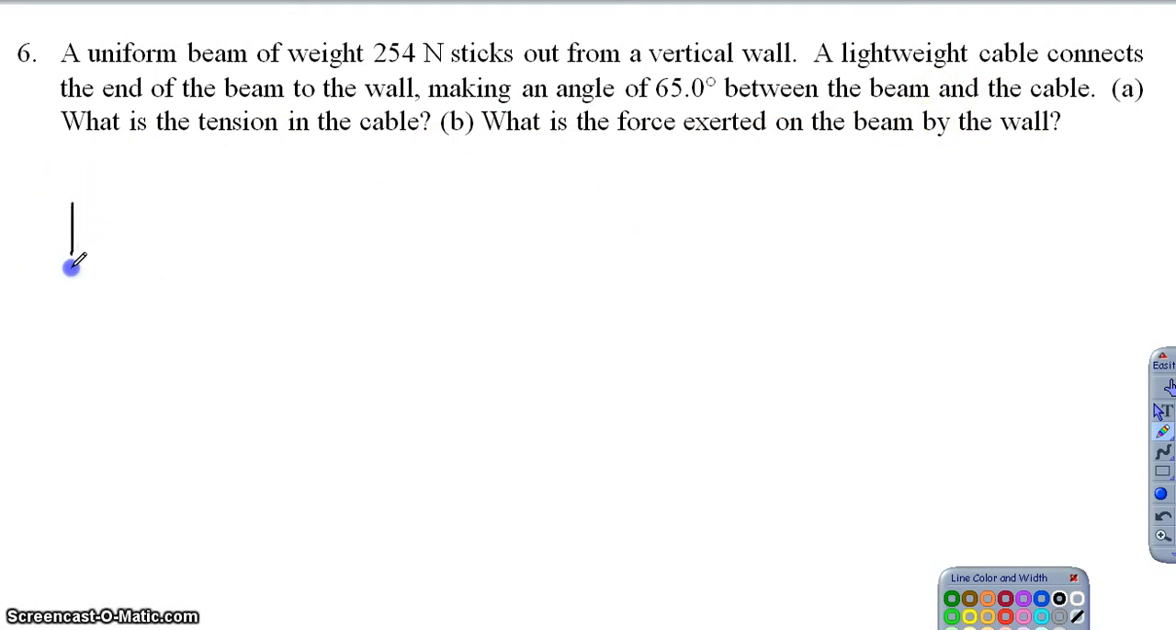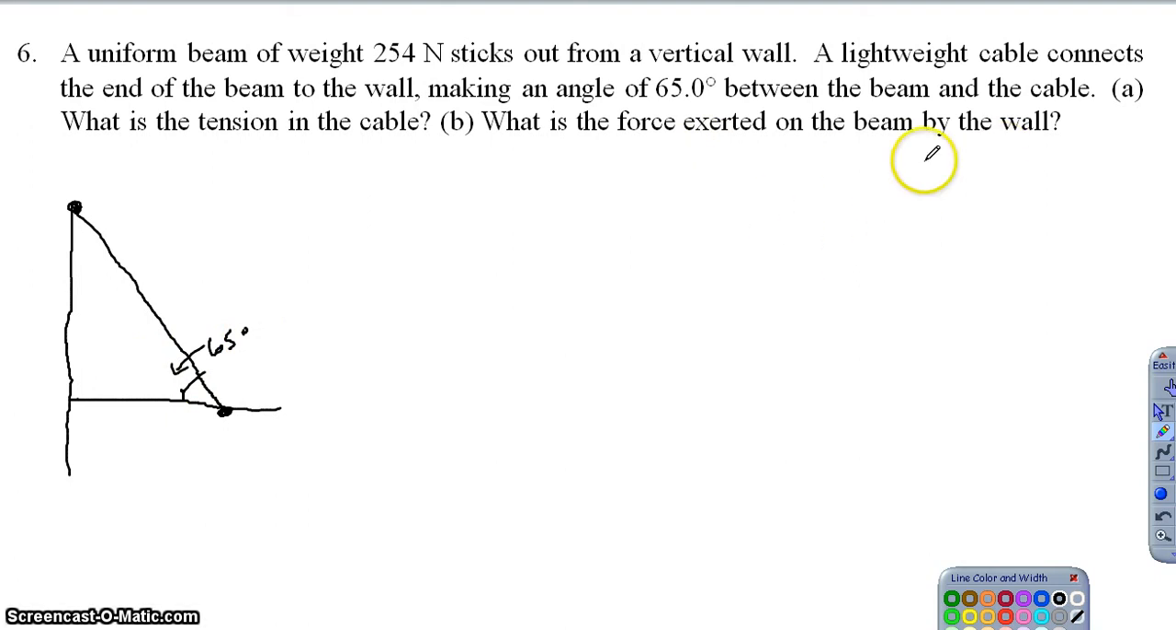Obviously a diagram helps us out here. I've got my relatively vertical wall here, and then I've got the beam sticking out from the wall. Again, not quite horizontal, but it's close enough. I'll clean that up. We've got the tension connecting the wall to the beam. My tension connects at the beam down here, and it connects up here at the wall. We know the angle it makes is 65 degrees, so we do have that angle to work with. We want to find the tension itself, and then we want to find the force exerted on the beam by the wall.